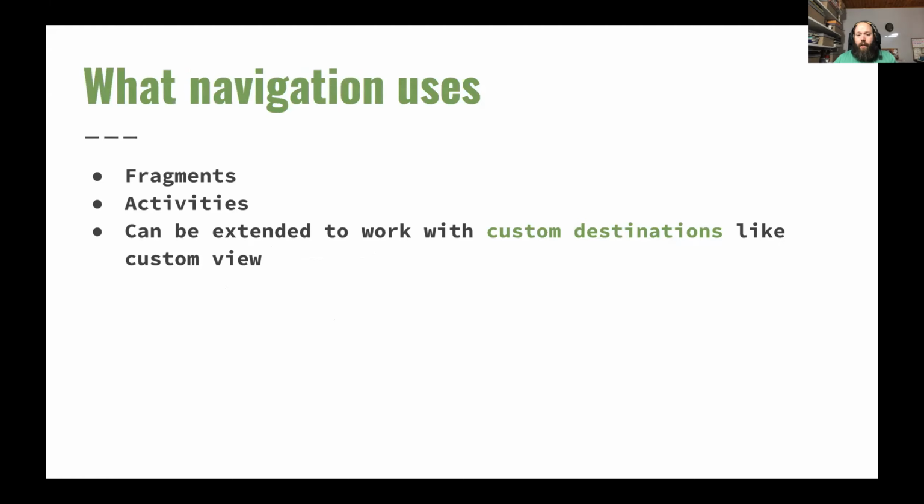Navigation can be used with several types of objects. For example, you can use it to navigate from fragments, and this is the most used approach. You can use it to navigate between activities, and also you can have custom destinations like a custom view. We will see what a destination is later during this talk. And also, I did not specify it here, you can even have more than one navigation graph.